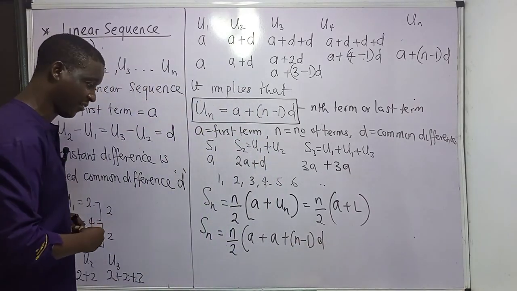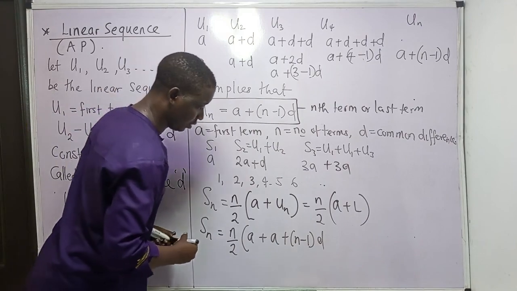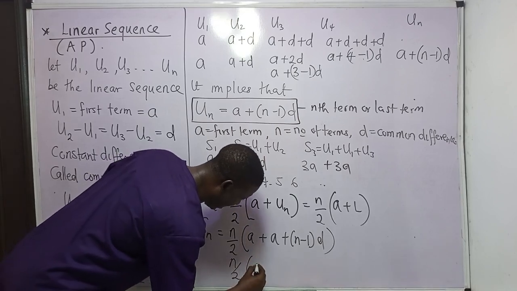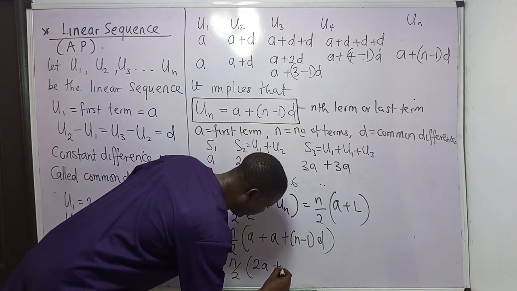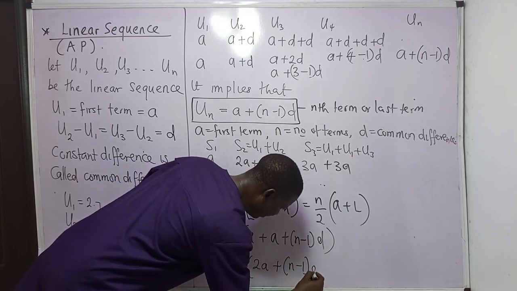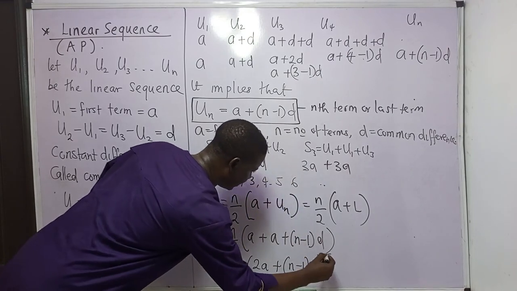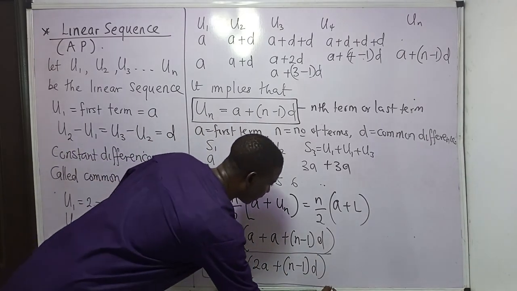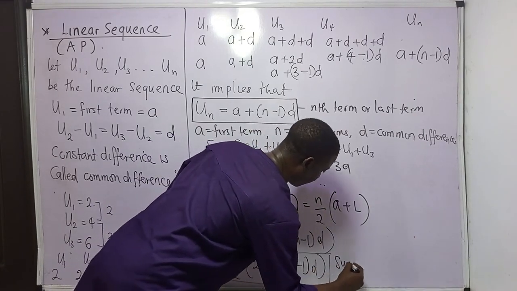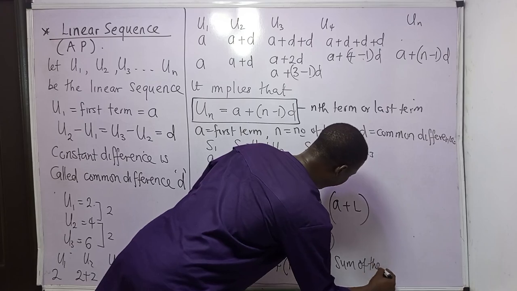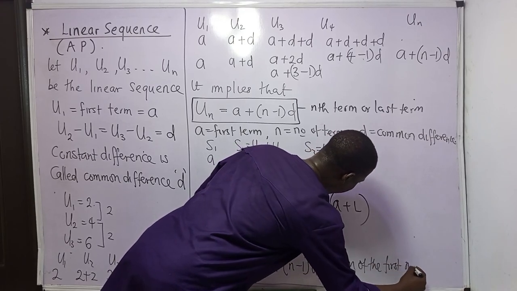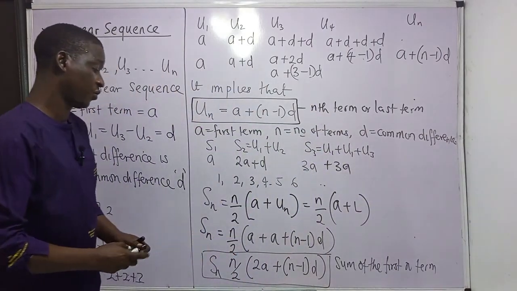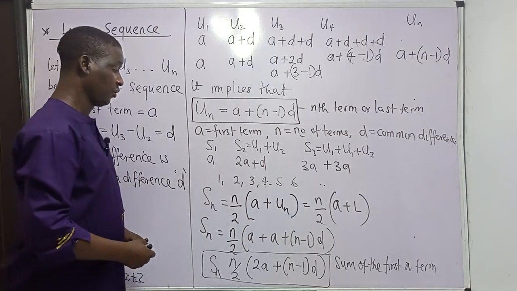So what do we have, class? We are going to have it as n over 2 into bracket a plus a, which is 2a, plus n minus 1 times d. So this one is another formula for the sum of the first n terms. Please go on, the sum of the first n terms.